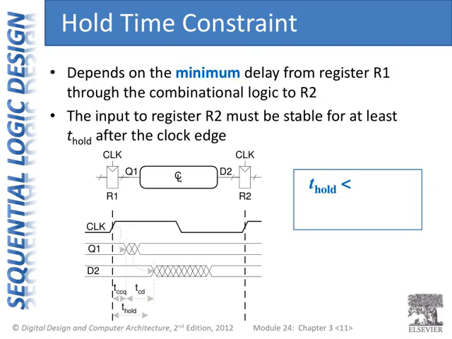So we also have the hold time constraint. So we get a clock edge. This is the same clock edge for both of these, right? These both have clock coming into R1 and R2. We get the same clock edge.